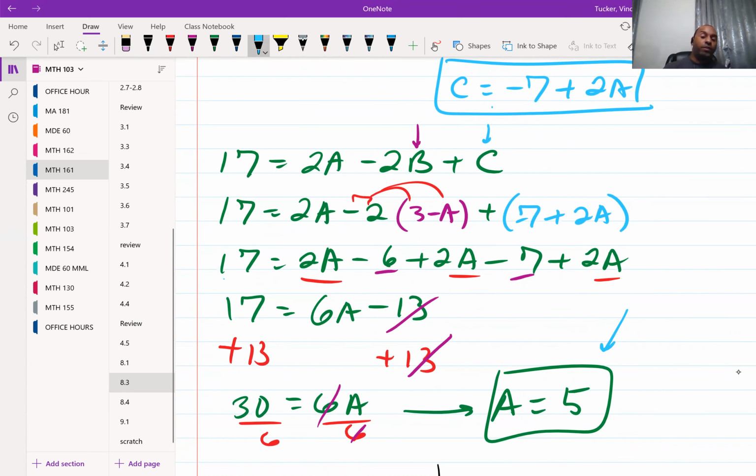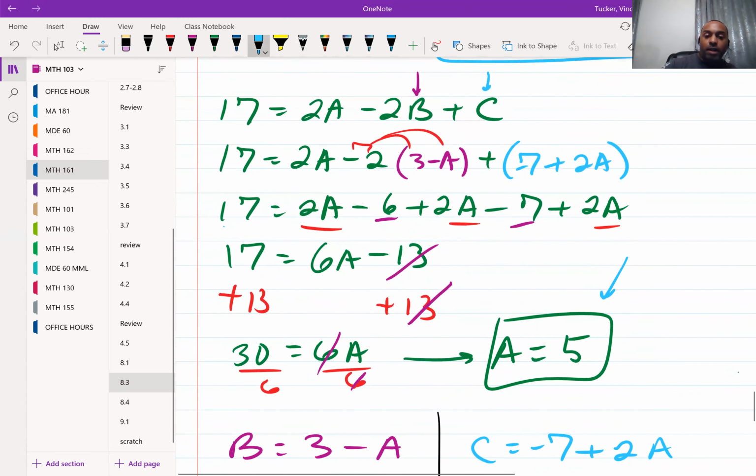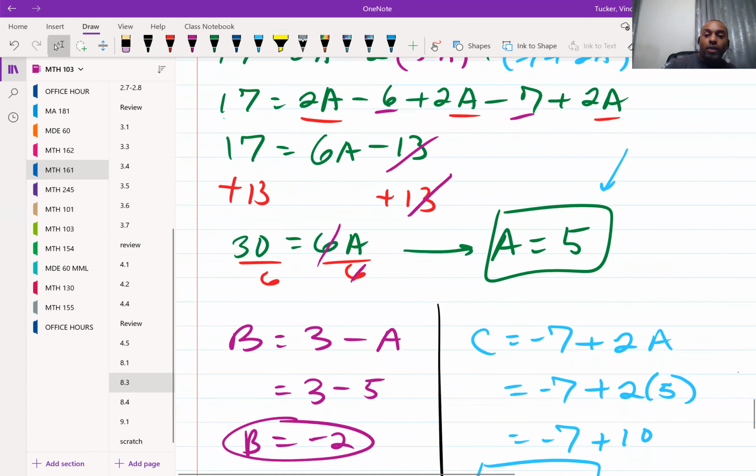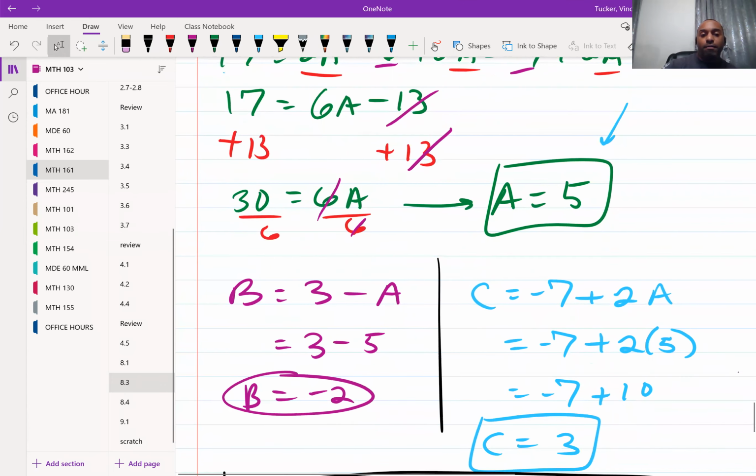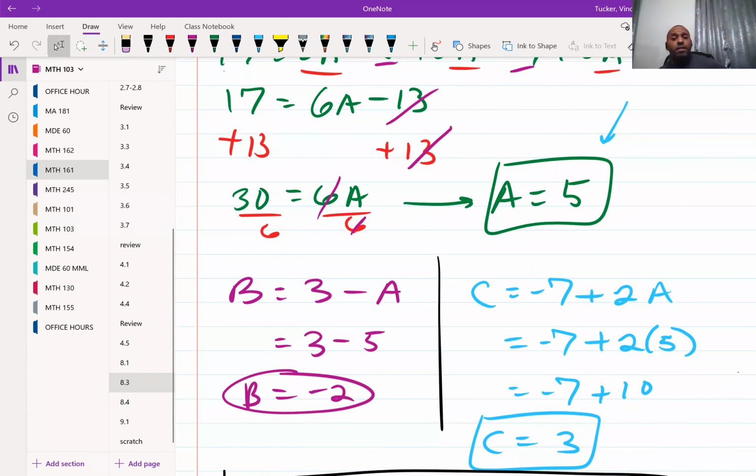Once we have a, we set ourselves up to be in a great place because now we have a. And remember, b and c are written in terms of a. All right. So now I can just plug in a and find b. So that's 3 minus 5, which would be negative 2. And then negative 7 plus 2 times 5, negative 7 plus 10, and that is 3.